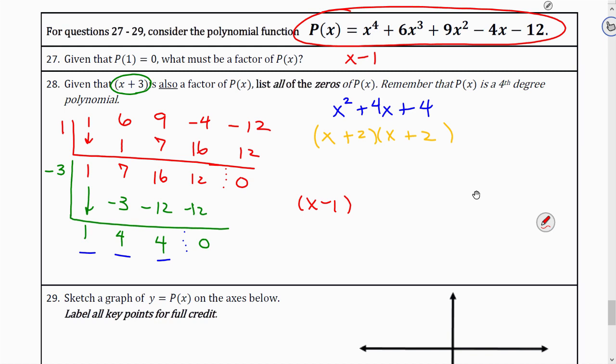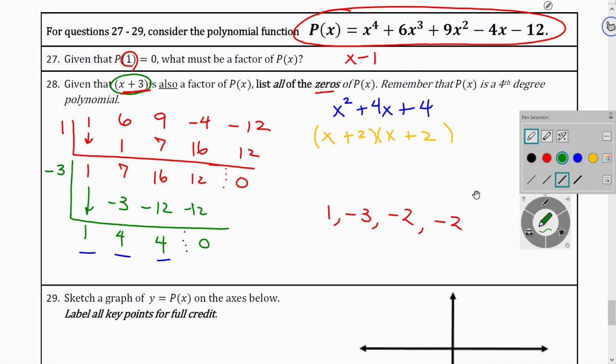Oh, so all the zeros. My bad. Okay, all the zeros. All the zeros are 1. This one right here gives me negative 3. This one gives me negative 2, and this can be another negative 2. Notice this is a multiplicity of 2. Okay, which will affect the graph.